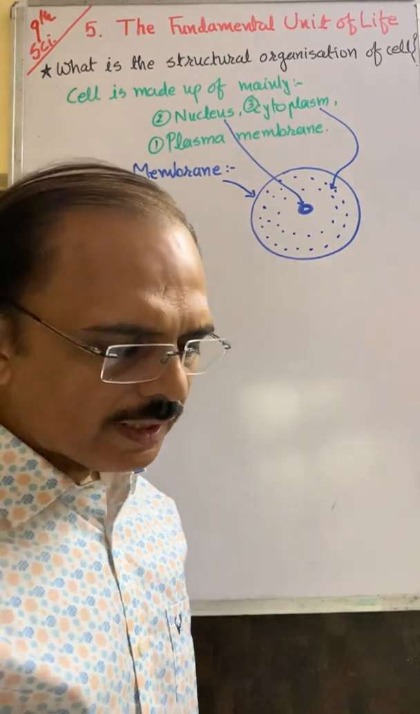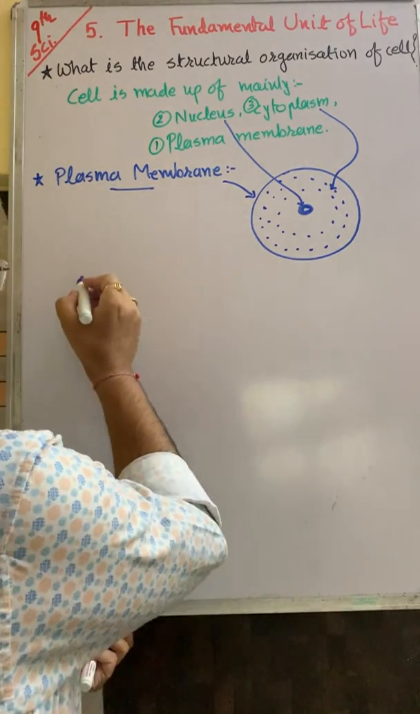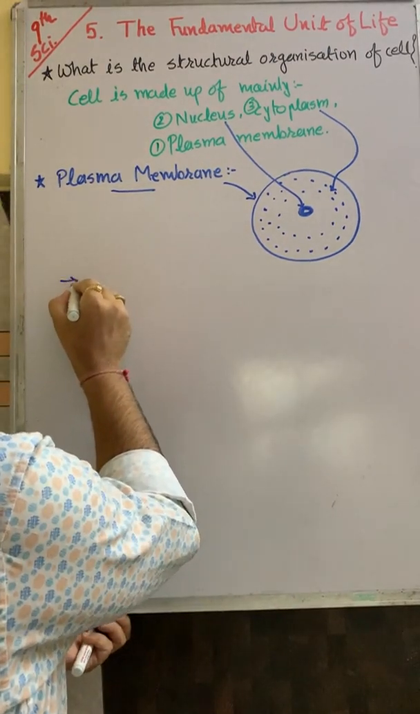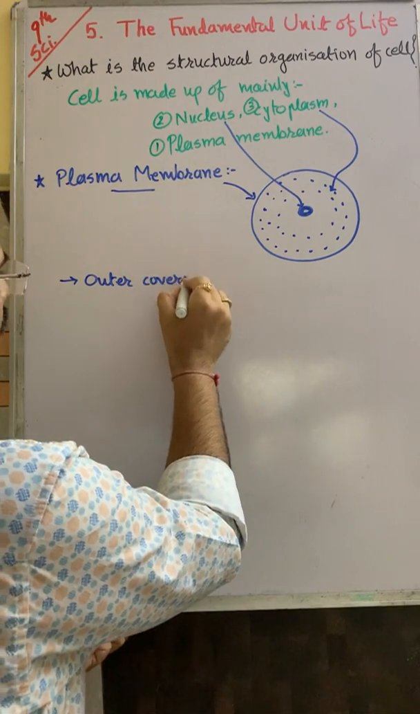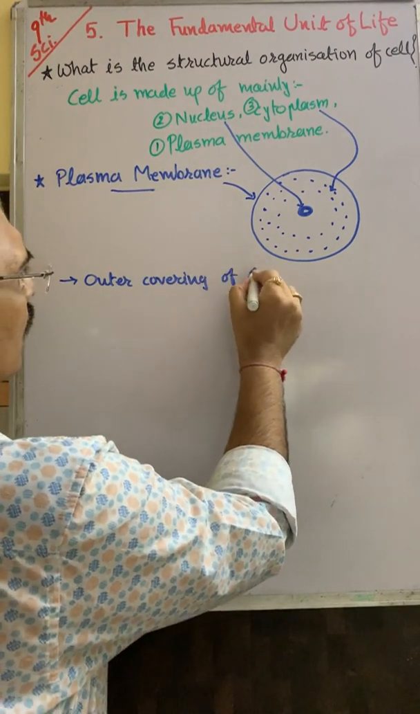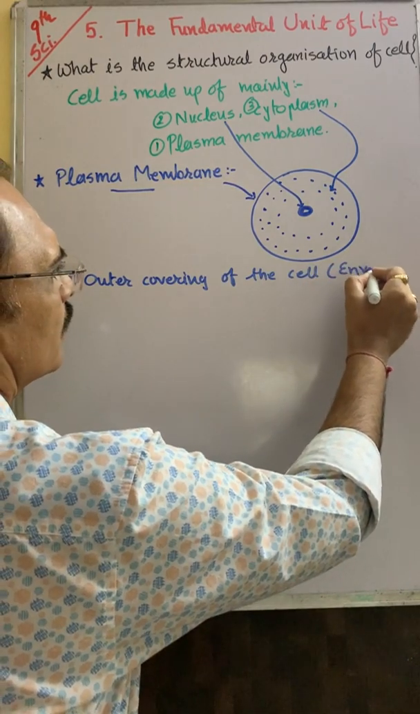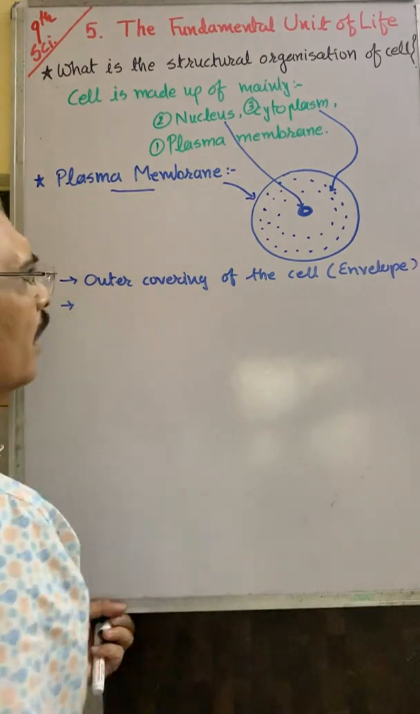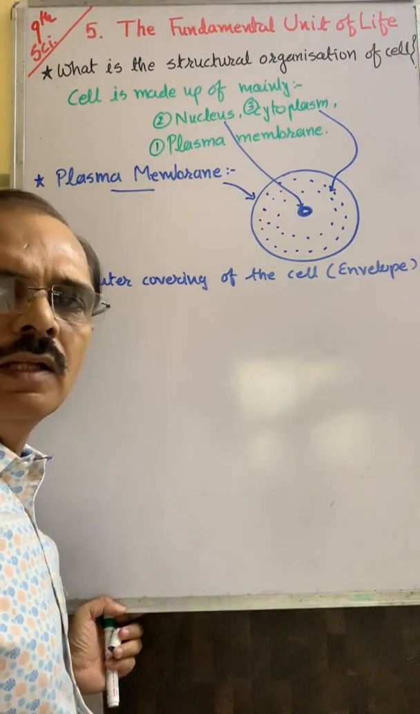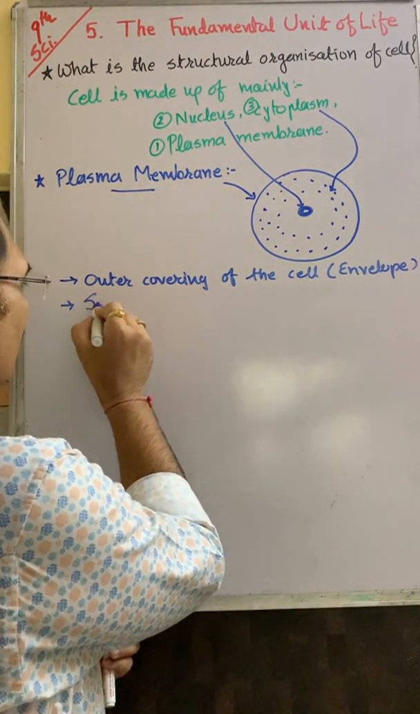Now we start with the plasma membrane. What is the plasma membrane? It is the outer covering of the cell. You can say it is an envelope. It is called a semi-permeable membrane or selectively permeable membrane.